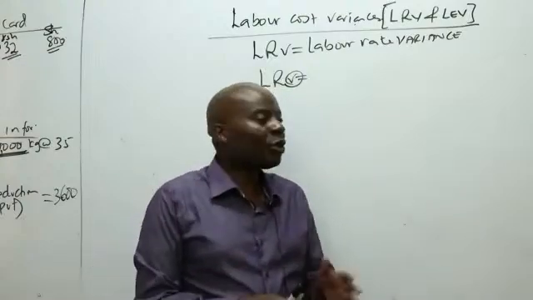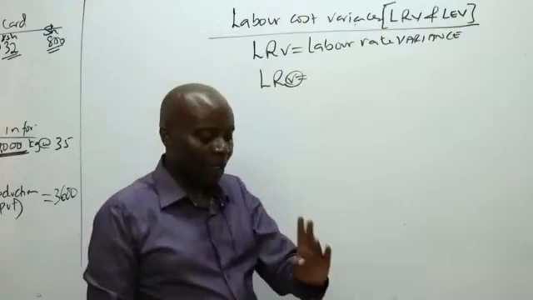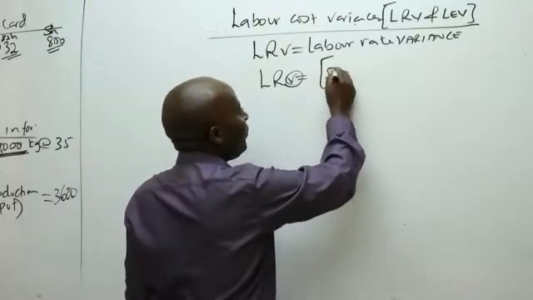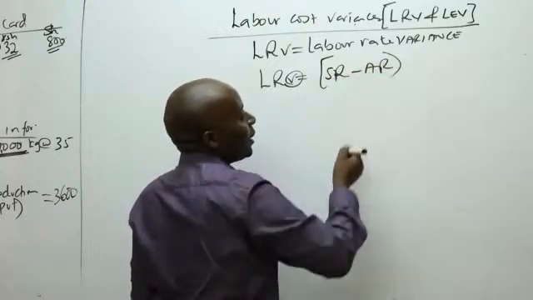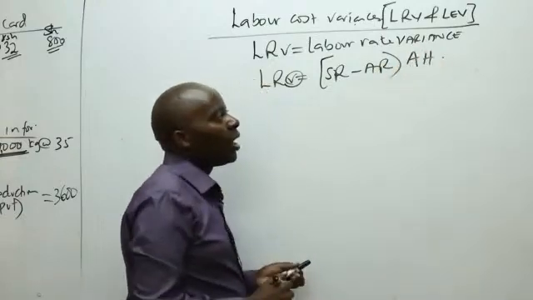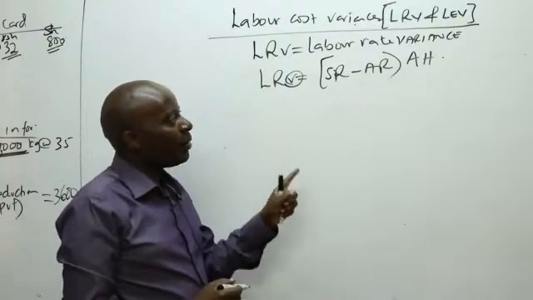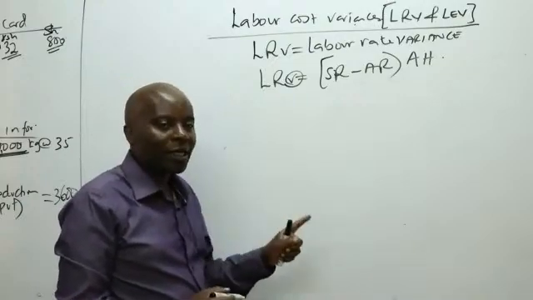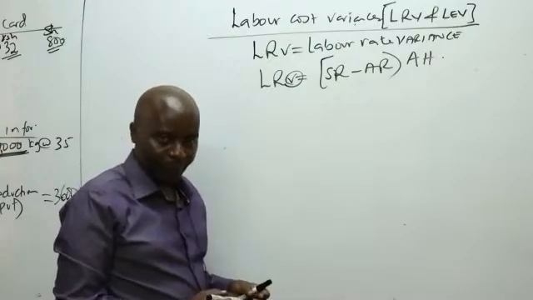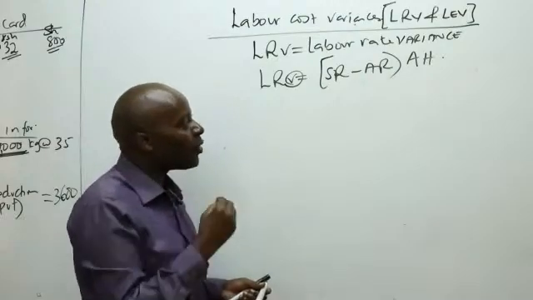So anytime they talk about labor rate variance, it is variance between two rates. Which rates are these? We have the standard rate minus the actual rate. And then outside here, we have the actual hours. So we have the standard rate minus actual rate multiplied by actual hours. Difference between two rates. That is our labor rate variance.